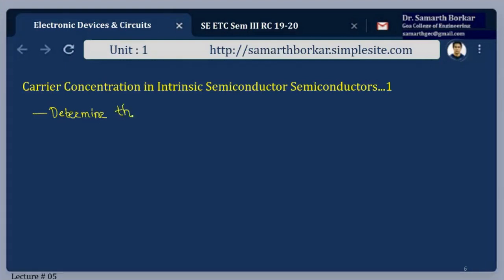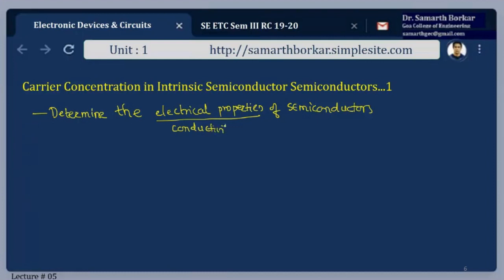Now, what we mean by electrical properties, for example, conductivity. If I know the conductivity, I can calculate the value of resistivity.